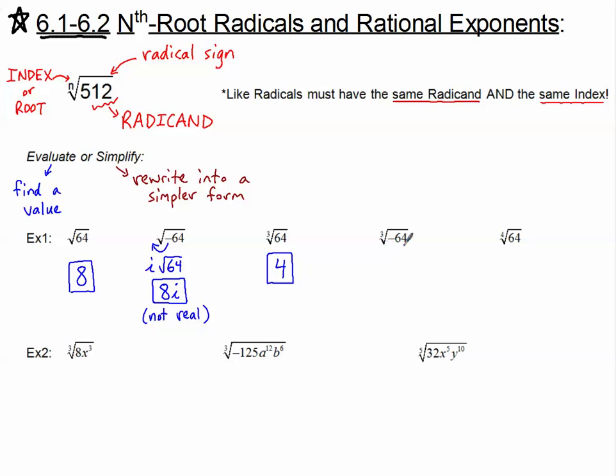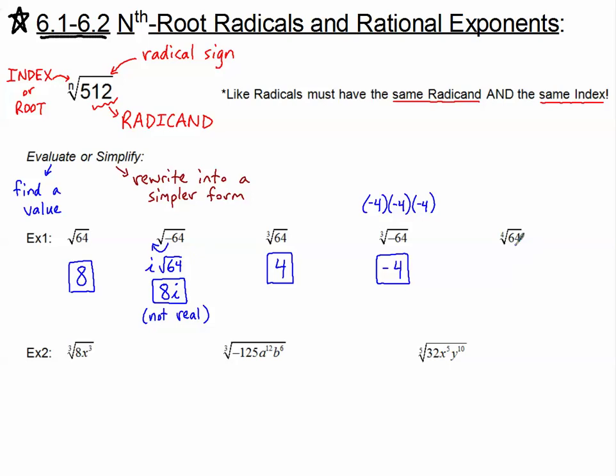Cube root of negative 64, it's okay to have a negative underneath a cube root or any other odd root. If you have an odd number of negatives multiplied together, for example, 3 negative 4s, that's okay. It makes a negative. The cube root of negative 64 is negative 4, and that is still a real number. It's just the even roots, a square root or a fourth root or a sixth root, that we have to watch out for negatives because those will be imaginary.